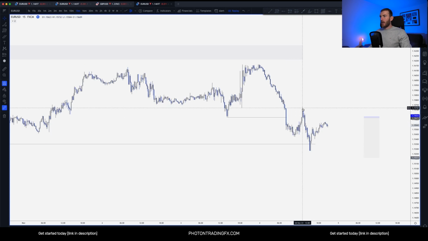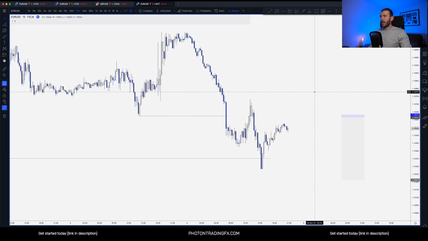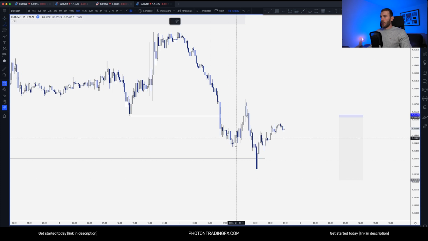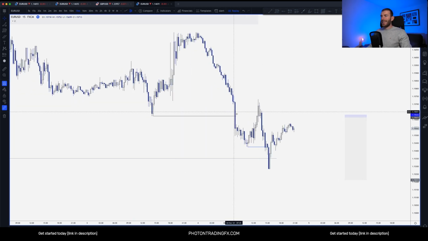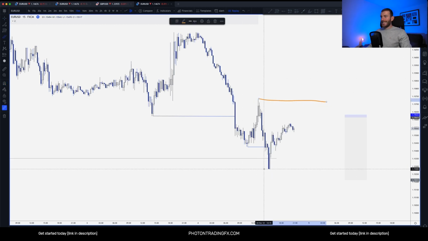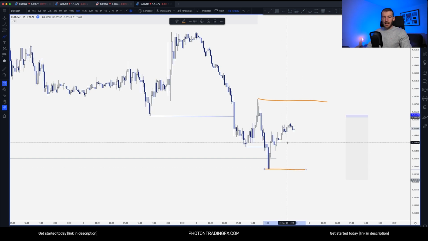Then we had a swing pullback. That for me is a substantial pullback for the 15-minute chart on EUR/USD, and then we get another break of structure here. Just let me get my right templates in. So now what we have at this point is the 4-hour bearish, the daily bearish, the weekly bearish, and the M15 now clearly bearish. We got a decent close below, and now for me on the M15, this is the swing high, and this is the swing low.